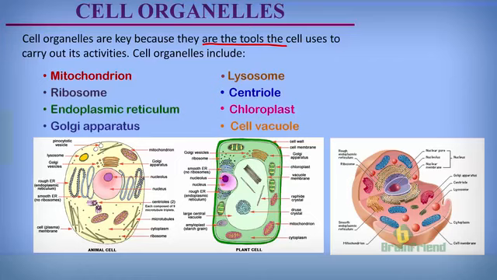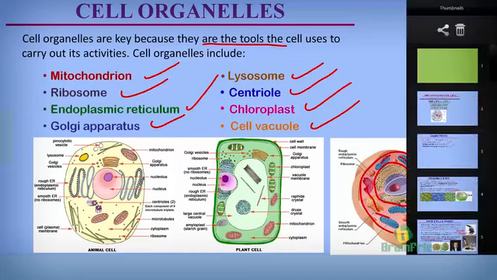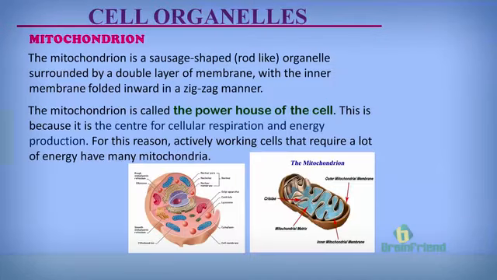Cell organelles include the mitochondrion, ribosome, endoplasmic reticulum, Golgi apparatus, lysosome, centriole, chloroplast, and cell vacuole. If you take a look at this structure of a cell, you find the various cell organelles in the cytoplasm. Remember, this whole area is the cytoplasm, and the different organelles are suspended in the cytoplasm. So let's take a look at these organelles one after the other.